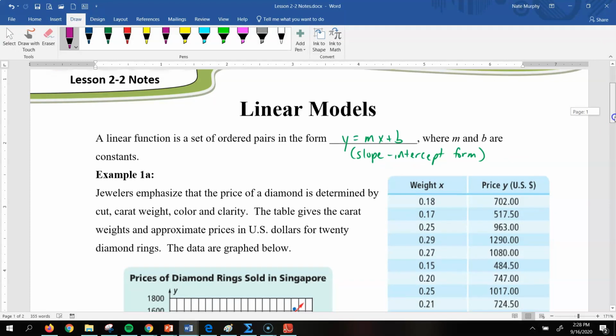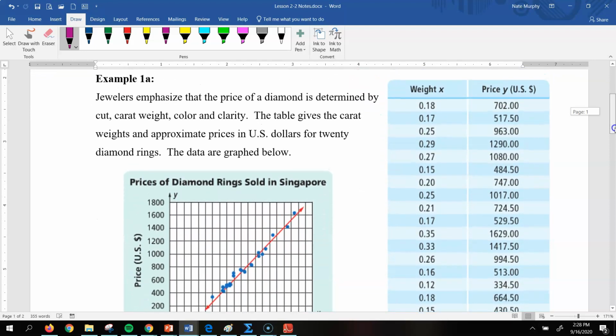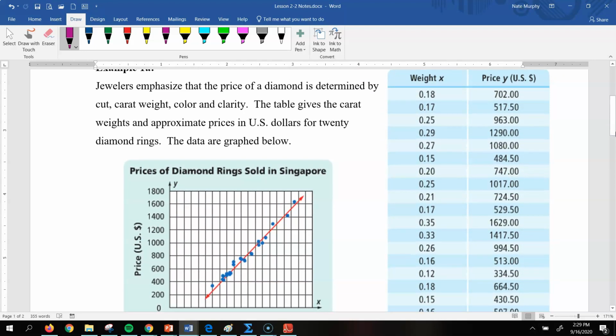All right, let's look at this data. So we're going to be working with this data in this lesson. This is talking about some data with the carat weight of diamonds. If you read that paragraph, it says, jewelers emphasize that the price of a diamond is determined by the cut, the carat weight, color, and clarity. The table gives the carat weights and approximate prices in US dollars for 20 diamond rings. The data are graphed below.